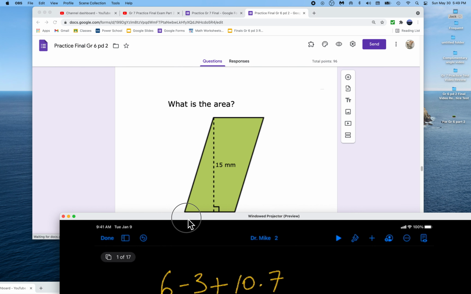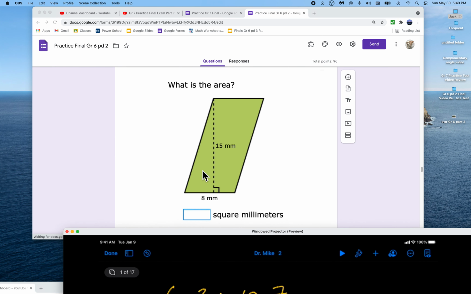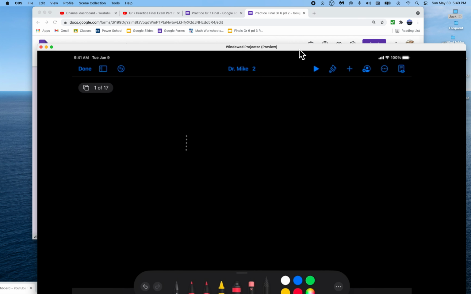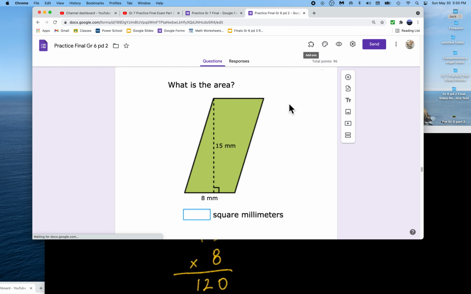Next one. What is the area of this parallelogram? The formula for parallelograms is base times height, 15 times 8. Sorry. 15 times 8 is 120. The units are square because we're dealing in areas.